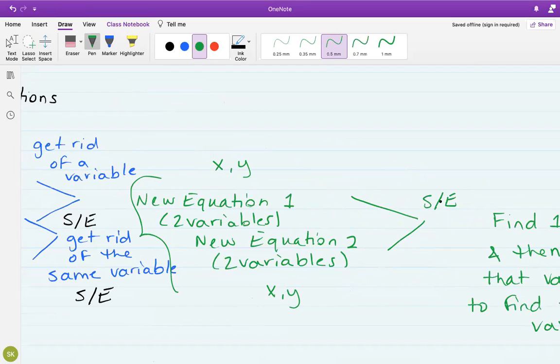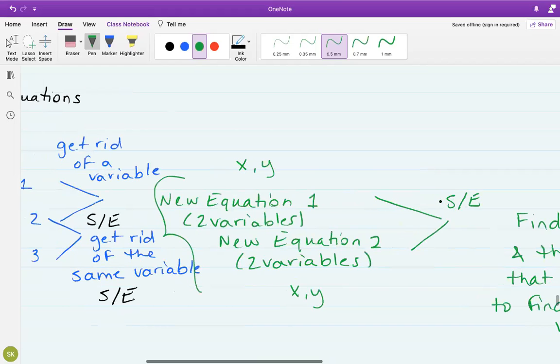So we're going to have to use substitution and elimination, it looks like, 3 times. So it's going to be more complicated. I'm going to show you how to do the first problem. Let's work it out together, and then let's see if you can do the second problem.